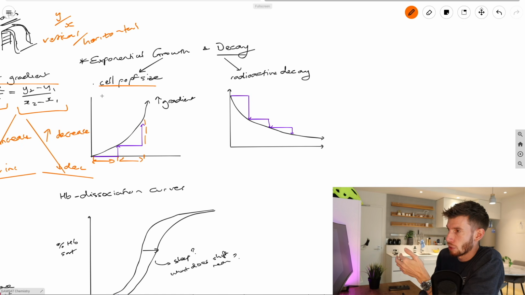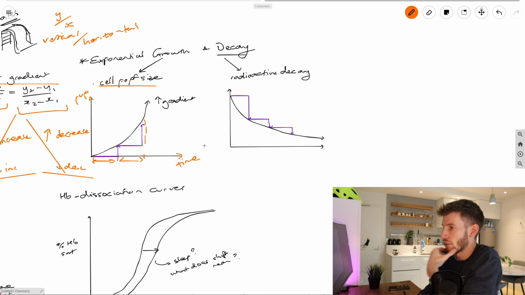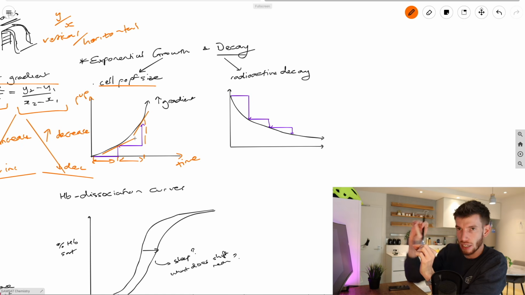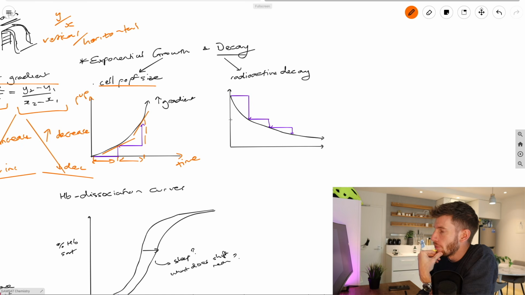So again, if that's cell population size, and this is time, that would mean that the population is growing at a faster and faster rate every period of time. We can also do that from tangents, so you can draw straight lines that just touch the graph once, and you can keep drawing tangent lines at different points, and you can see that they're steepening up as you go.